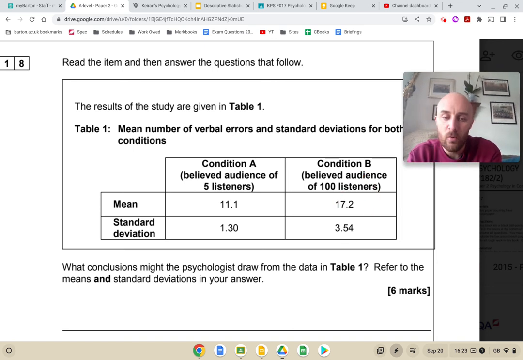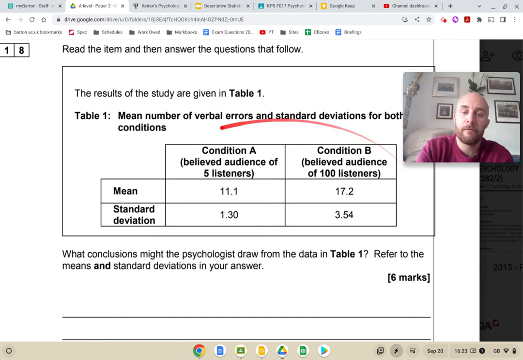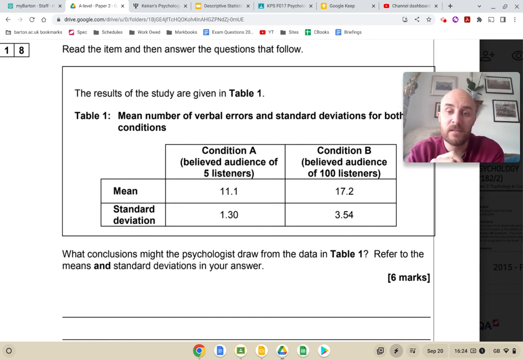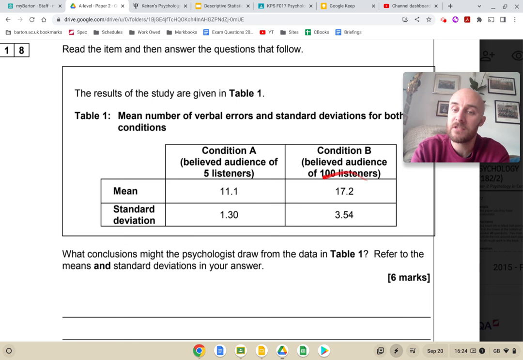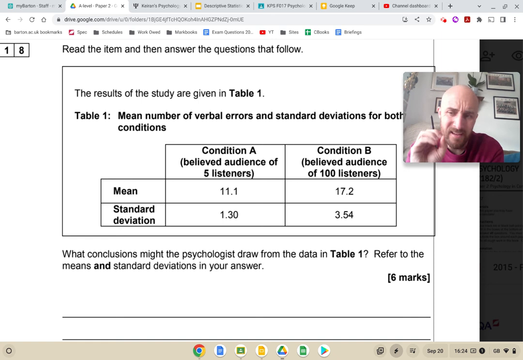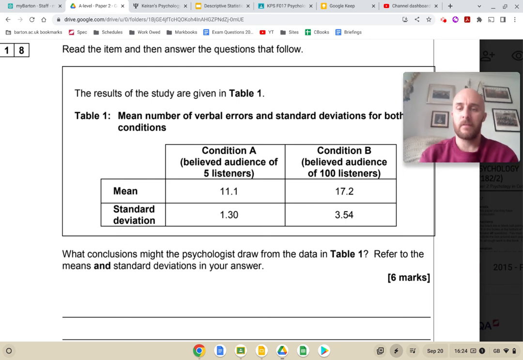How you would answer this question, because if you have a look at 6 marks, you would want to refer to this data. You would really, really want to refer to this data. You want to see that clearly condition B causes people to make more verbal mistakes because 17.2 is significantly more than 11.1. However, and here's the tricky bit, this is like the A star kind of level. You have to contextualize this number. So let me try to explain this very briefly.